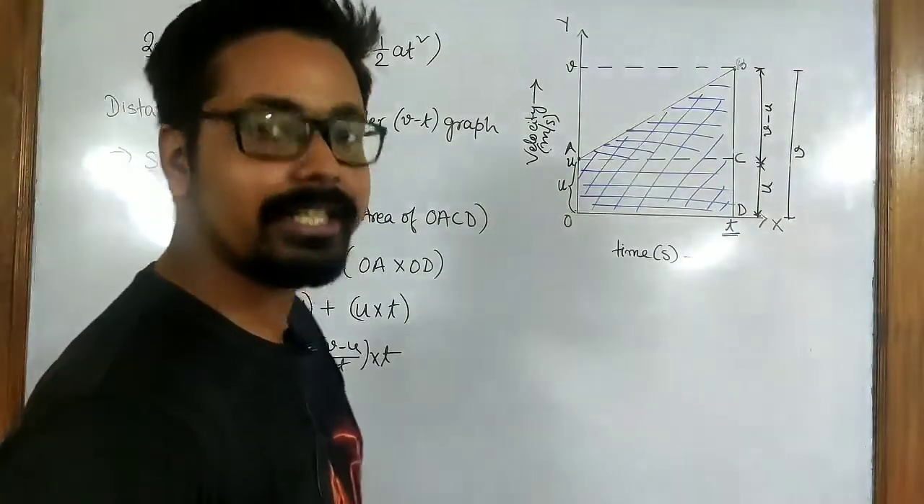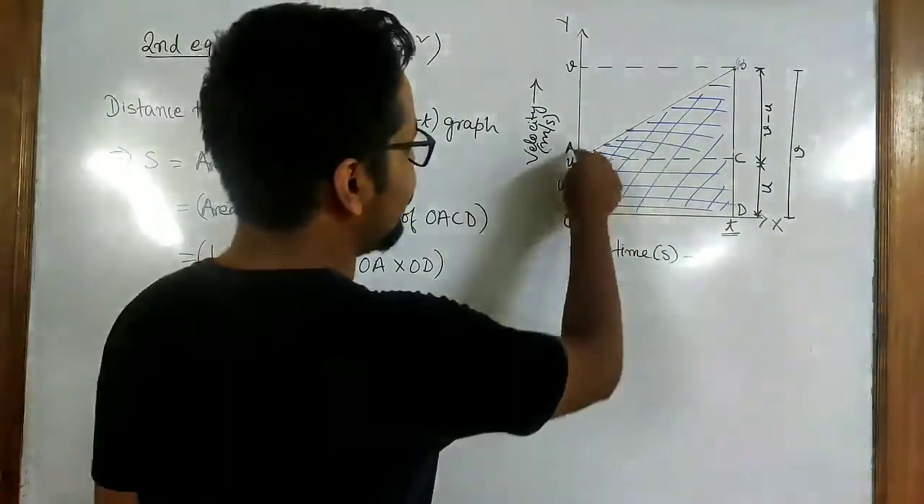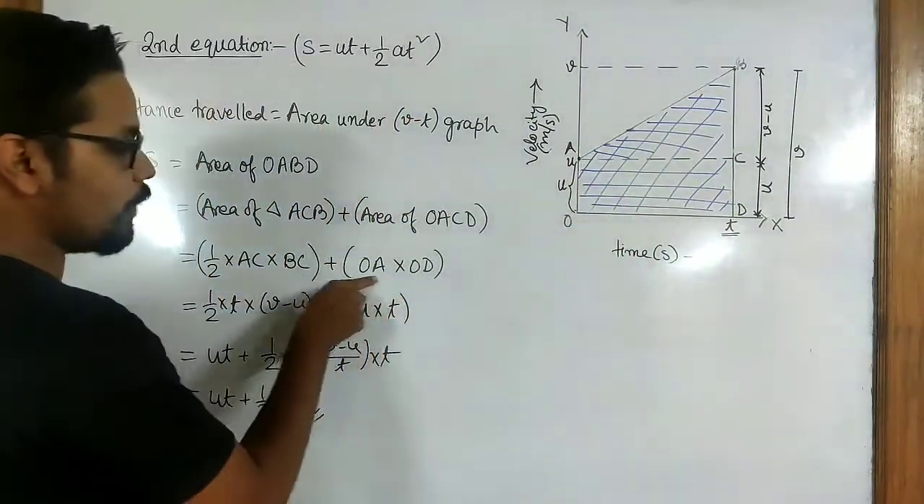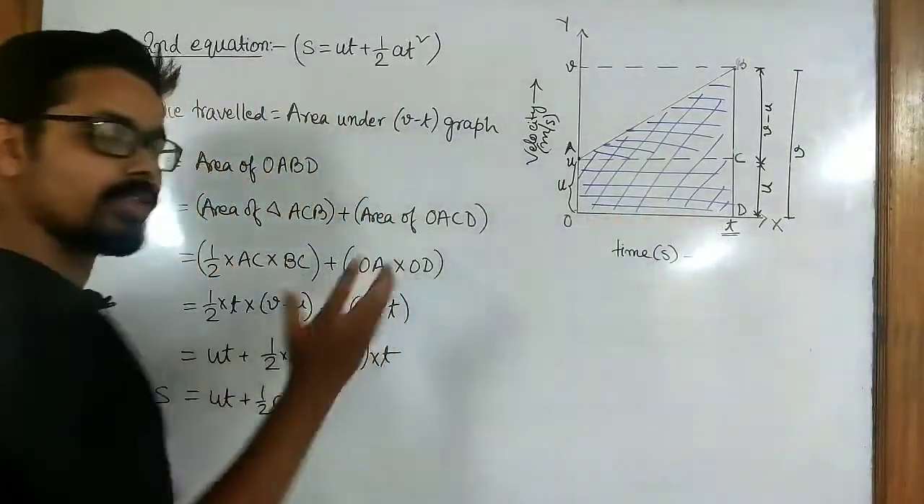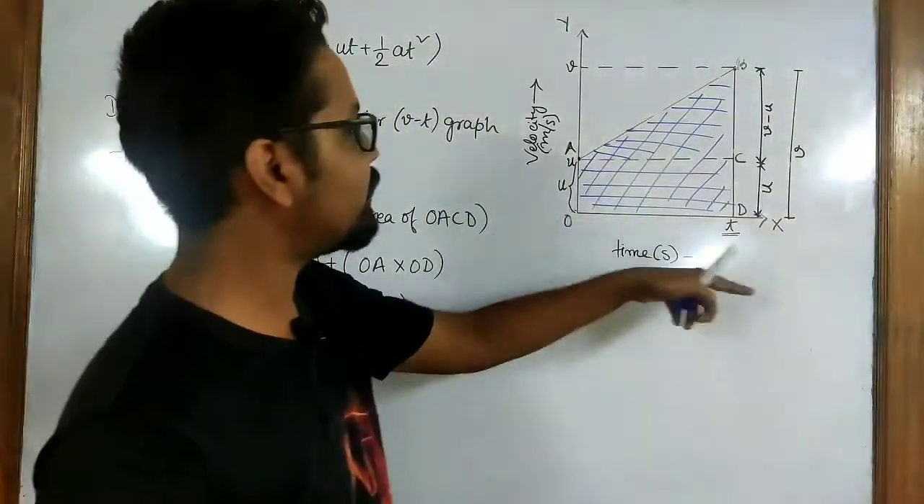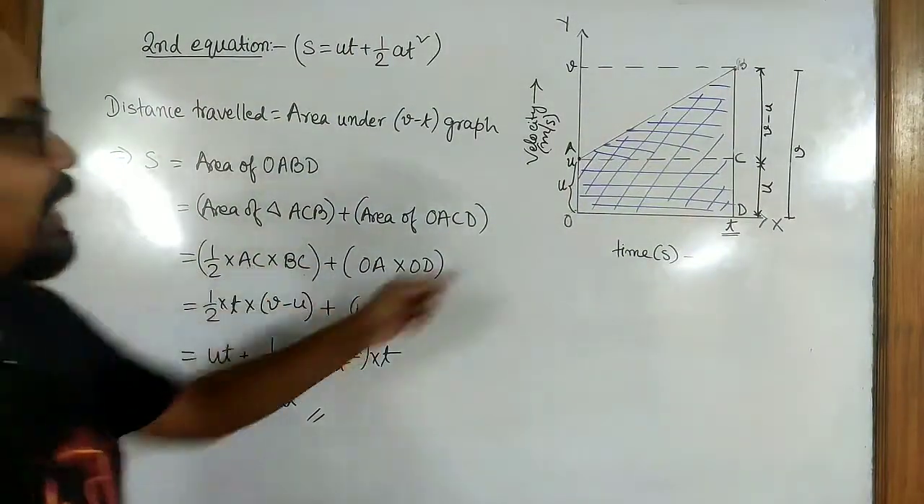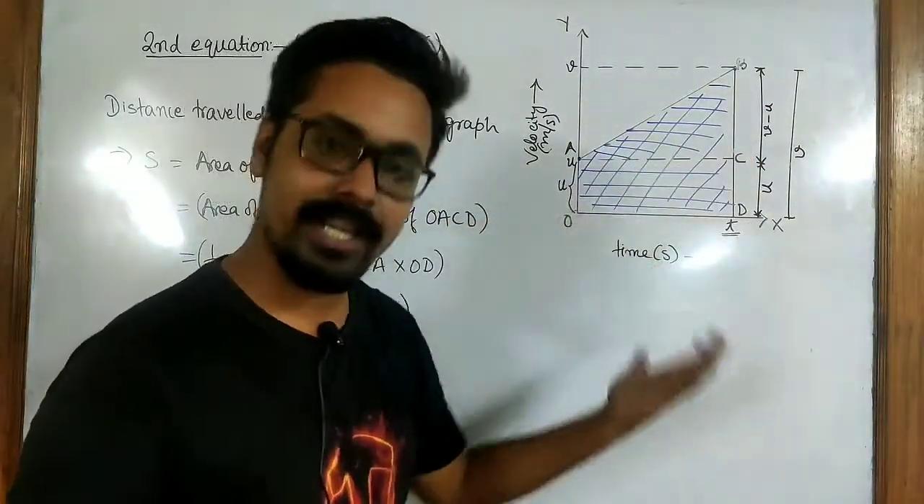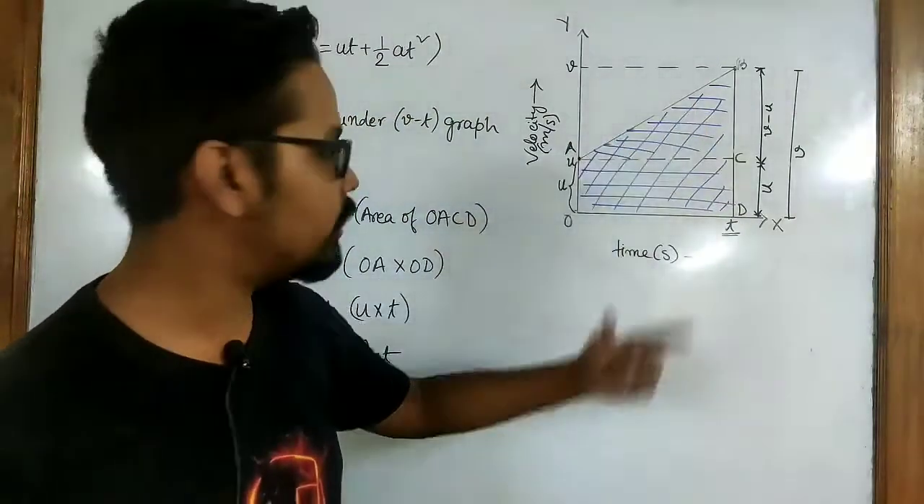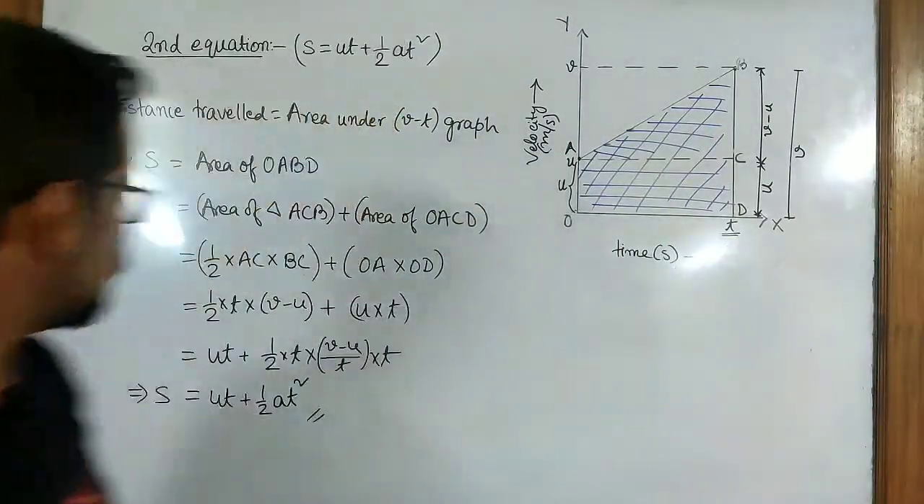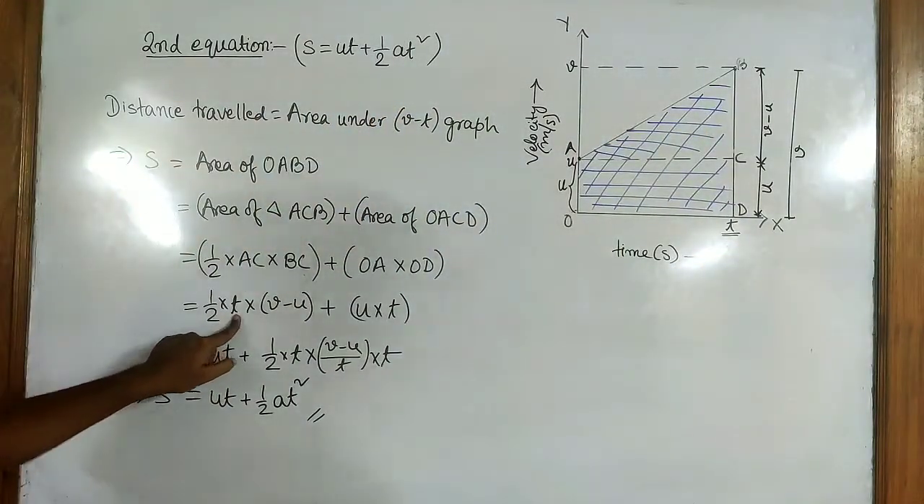What is the area of a rectangle? Length into breadth. So we have taken breadth as OA and length as OD. Okay, fair enough. Length into breadth and half into base into height for the two. Now what is AC? AC and OD are equal because they are opposite sides of a rectangle. Now OD we know it is T. So in place of AC we have written T.